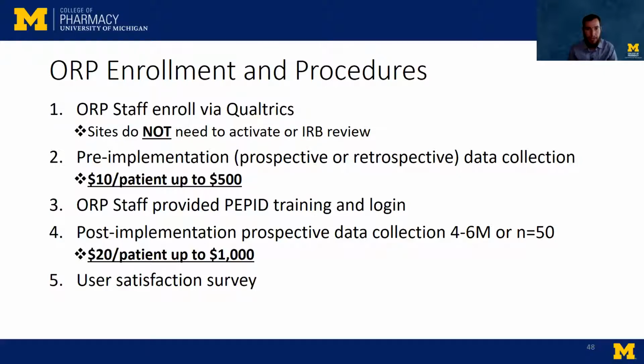Again, during the pre-implementation phase, they can do this retrospectively or prospectively, and they'll be paid $10 per patient that they submit information for. Then we give them the information, the training and the login to our PEPID tool. Then they do the same thing for the prospective post-implementation phase, where they collect data for 4 to 6 months or a maximum of 50 patients, which is why their maximum would be $1,000 in the prospective phase. And then they complete their user satisfaction survey. Next slide, please.